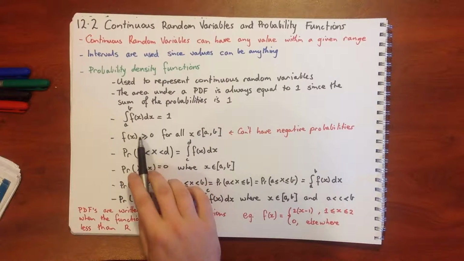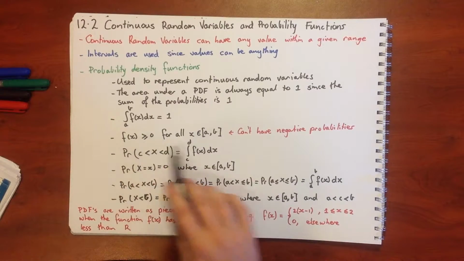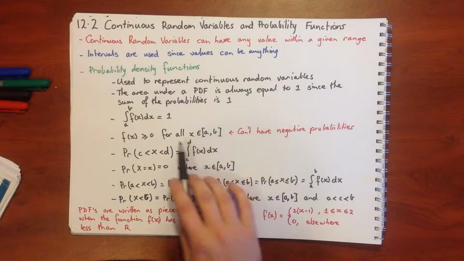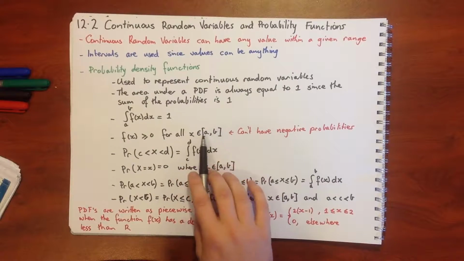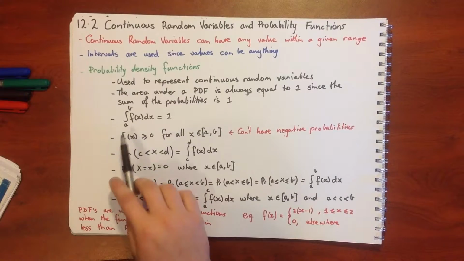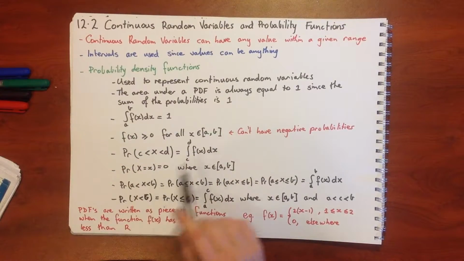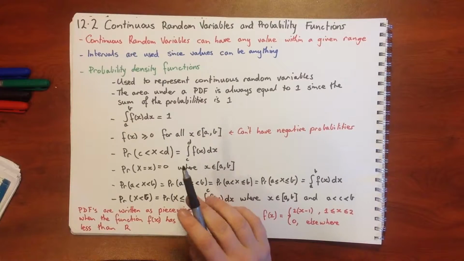f of x always has to be greater than or equal to 0, because we know that we can't have negative probabilities, and that's for all our x's between a and b. Now, f of x could be less than 0 if it's outside the domain of a and b, because that doesn't matter. We only care about the domain from a to b. And our domain could be all real numbers.